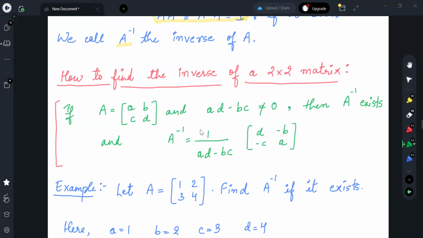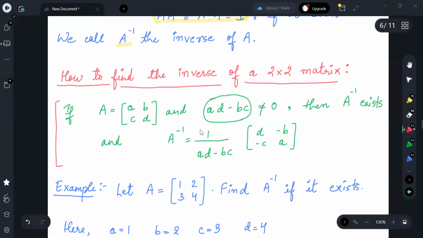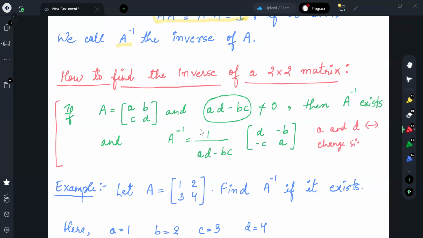In future videos, you'll learn about the concept called determinants, and there you'll learn that this value right here, ad minus bc, is the determinant of this 2 by 2 matrix. But for now, we can just apply this straightforward formula for any 2 by 2 matrix. You can see that a and d are interchanged, and I've changed the signs on b and c.